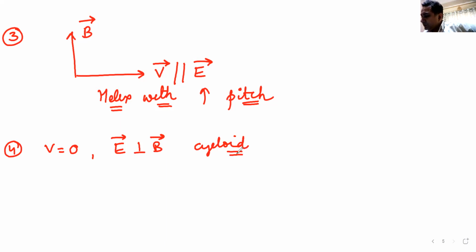Yes, sir. Okay. So what we are talking about here is that if you have different orientations of electric and magnetic fields, you can have different types of motions. Okay, are you getting my point?